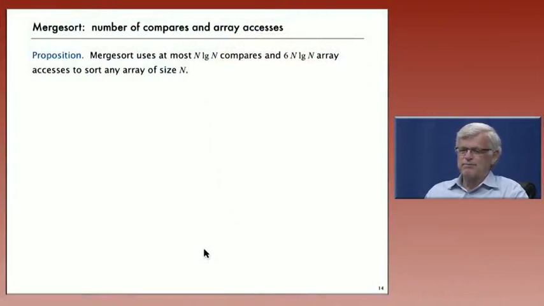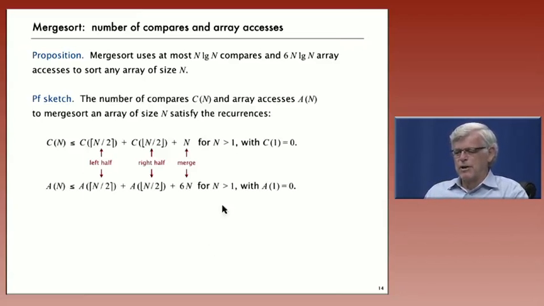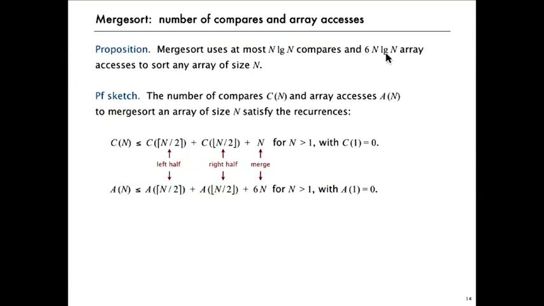So let's look at the analysis of merge sort. That's a bit of math, but very instructive because this really shows the power of the divide and conquer method and allows us to take a problem that was taking us quadratic time with methods like insertion and selection sort and get it done in n log n time with merge sort. So that's the proposition. Merge sort uses at most n log n compares and 6 n log n array accesses to sort any array of size n.